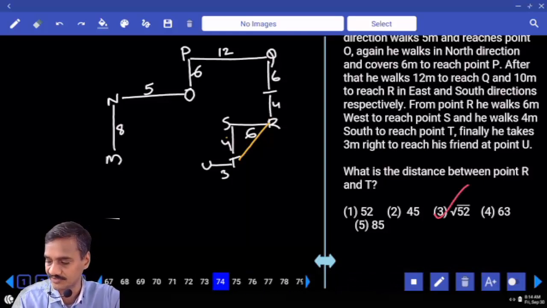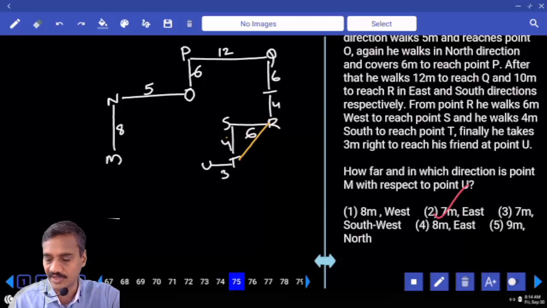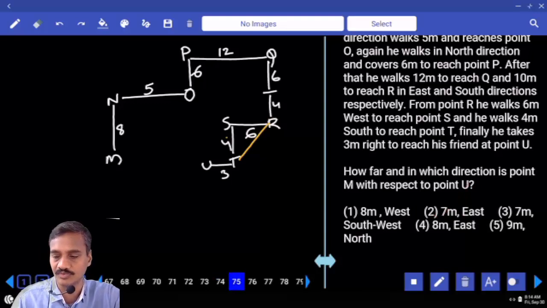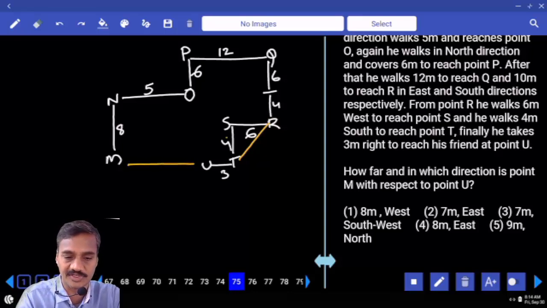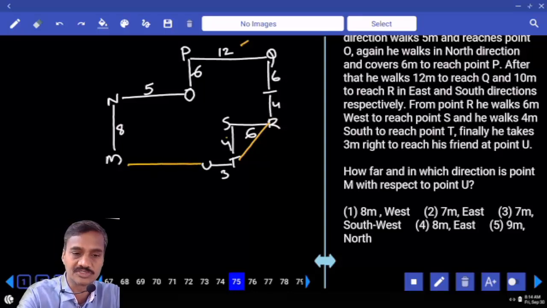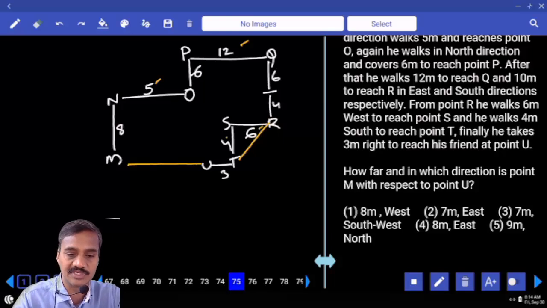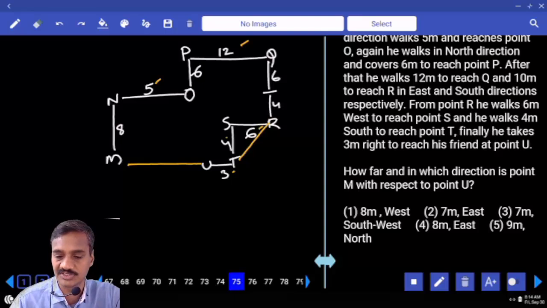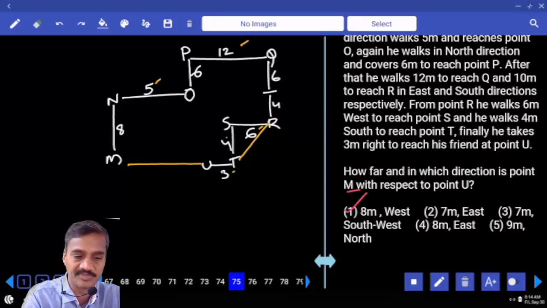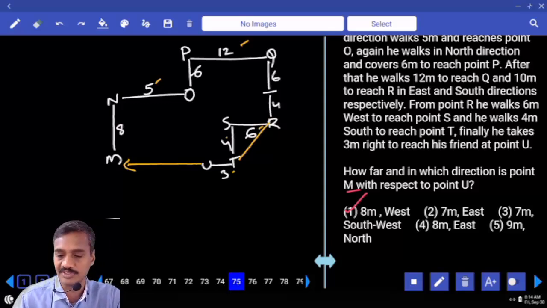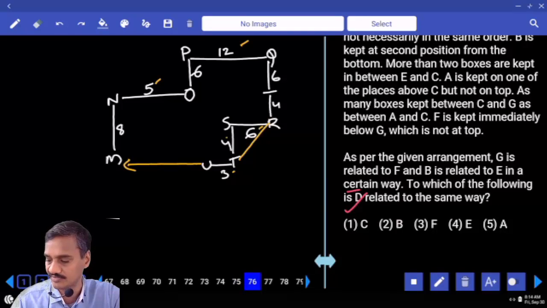The next one, 75. How far and in which direction is M with respect to U? We need to find the distance. The total distance is 12 plus 5, 17. Out of which he has covered 6 plus 3, 9. Now 17 minus 9, what is the distance we have? 8 meters. Towards which direction? M is towards west. 8 meters west, choice 1, question number 75.